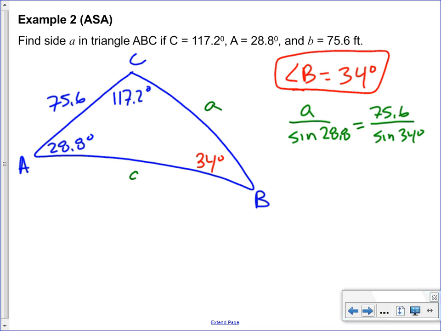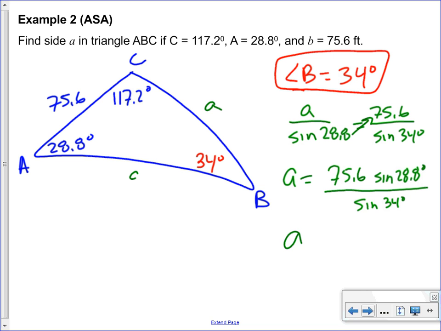You know, you do what you can do. Here we go. Cross multiply. So 75.6 sine 28.8 divided by sine 34 makes A about. Is that right, William? With A. 65.1 feet.